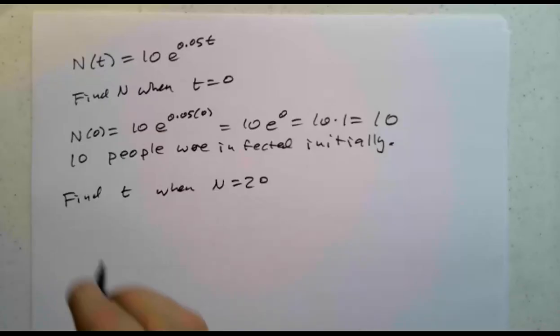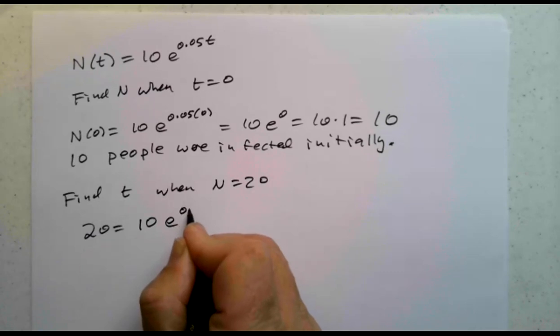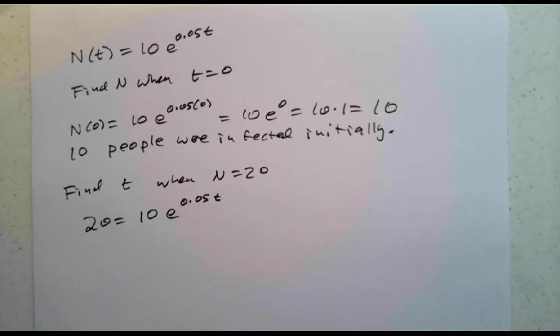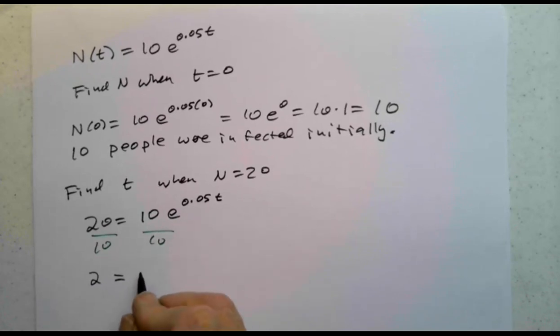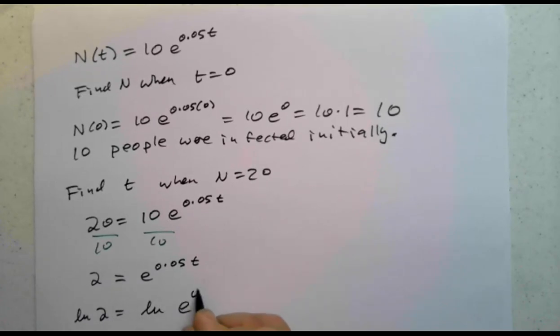So if that's the case, then what do we have? We'll say 20 equals 10 e to the 0.05 t, and we're going to go ahead and solve this algebraically. Divide both sides by 10, so I get 2 equals e to the 0.05 t. Now we're going to take the natural log of both sides. Natural log 2 equals natural log e to the 0.05 t. And we know that the exponent can come down.